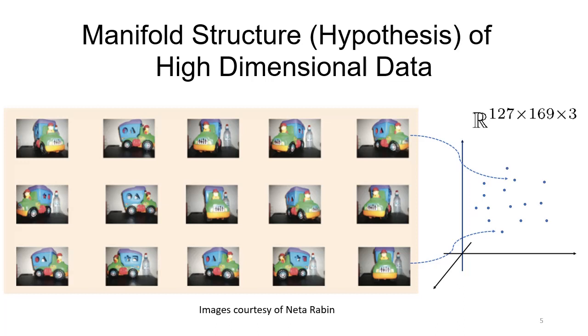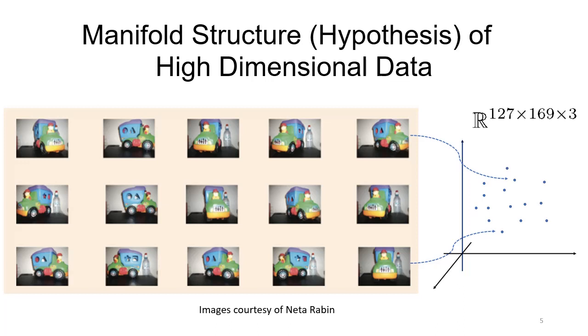Therefore, if you think about this as a point in a Euclidean space, it's going to be a point in the Euclidean space of dimension 127 times 169 times 3, and that's a pretty big number.